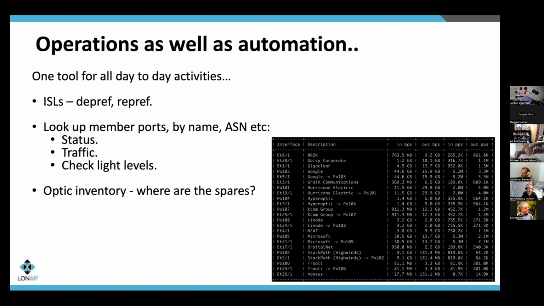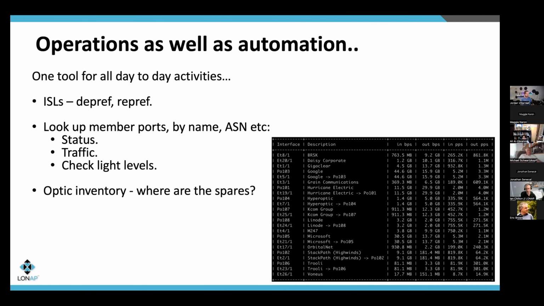And then this part isn't done yet, but the idea behind this tool is not just configuration management, but as an operational tool. So things like we want to depref links that might have a problem on them or have gone down. And then we might want to do some day-to-day activities like look up member ports and show us details of them, light levels, status, etc. What's the traffic on certain ports or certain switches?